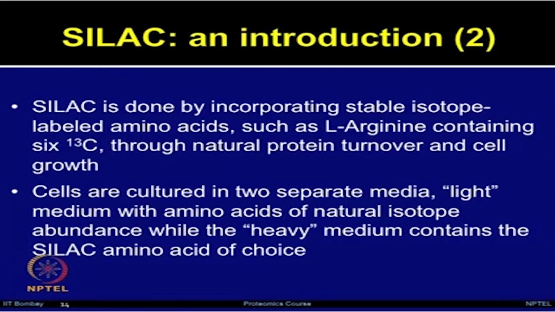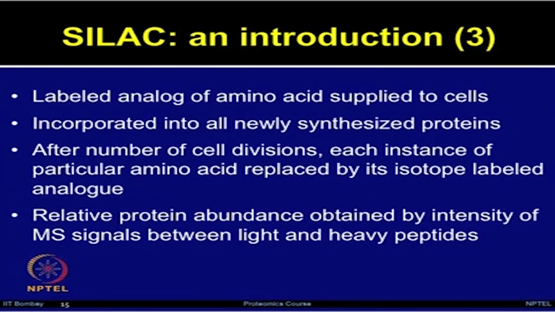The cells are cultured in two separate media for the light and the heavy forms. So, the light medium with amino acids of natural isotope abundance, whereas the heavy medium contains the SILAC amino acids of choice. These are usually commercially available. So, the labeled analog of amino acids are supplied during the growth of these cells, which are incorporated during the protein synthesis in all the newly synthesized proteins. After a number of cell divisions, each instance of a particular amino acid is replaced by its isotope labeled analog.